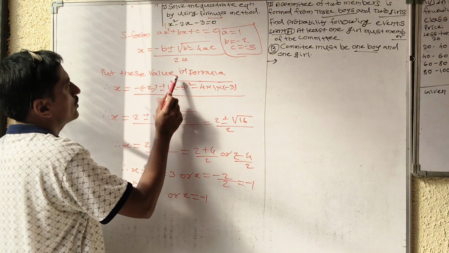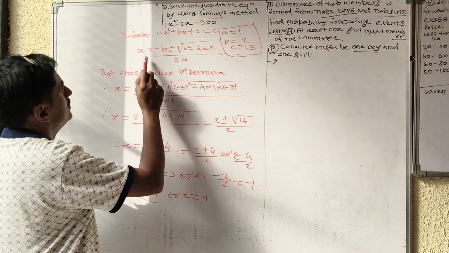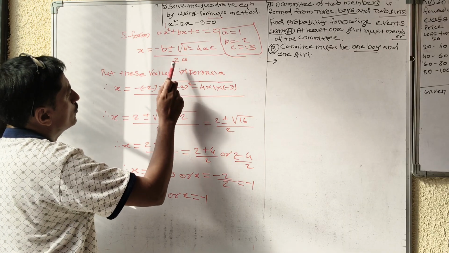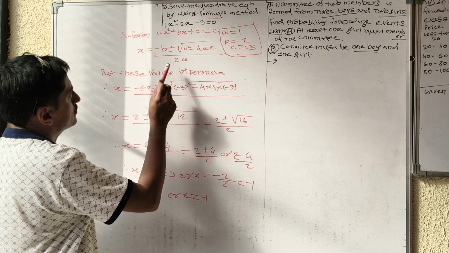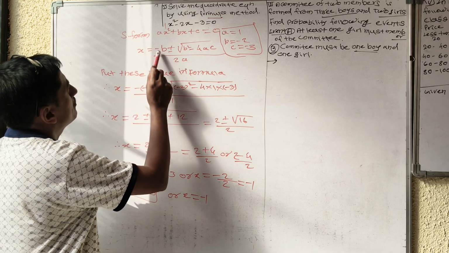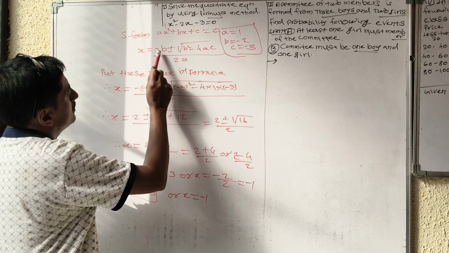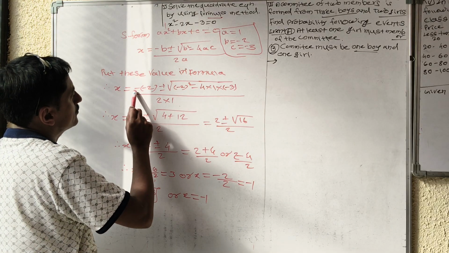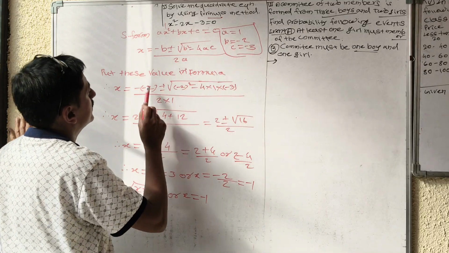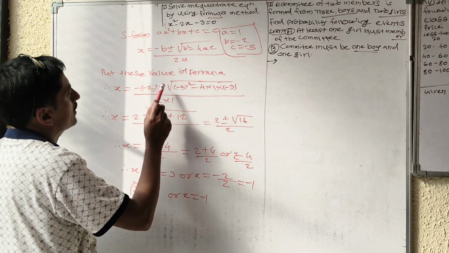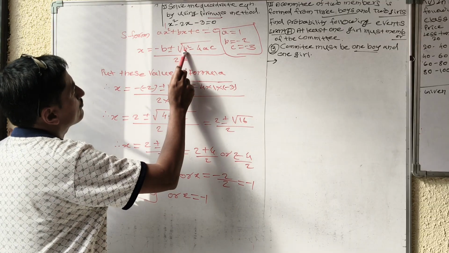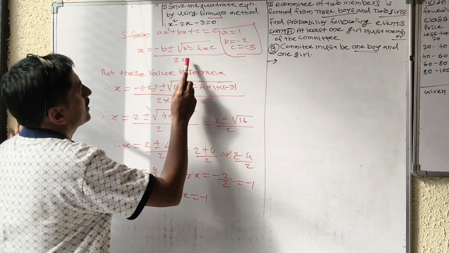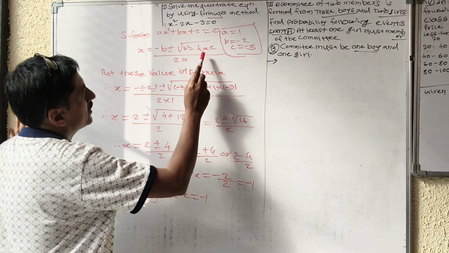We put these values in the formula. Here x is equal to minus b plus minus roots of b square minus 4ac upon 2a. We take all these values. x is equal to minus b in the formula, also minus as it is, and the value of b is minus 2. We take in the bracket minus 2, plus minus as it is, roots of b square. What is b? Minus 2 square, minus as it is, 4 as it is, 4 into a into c.